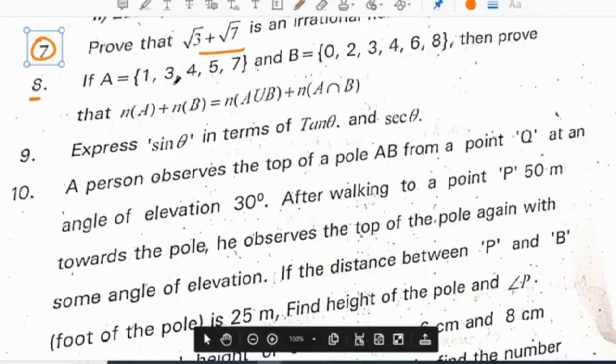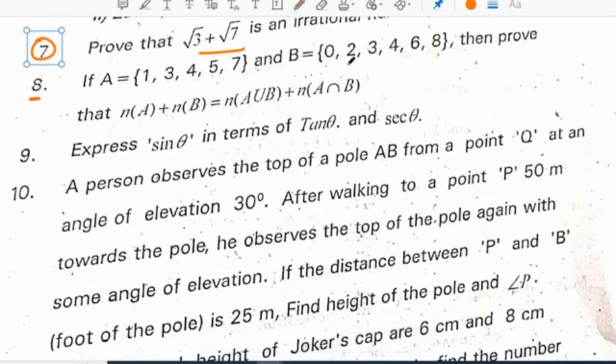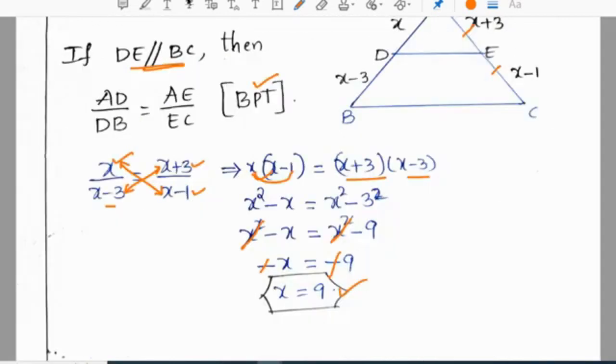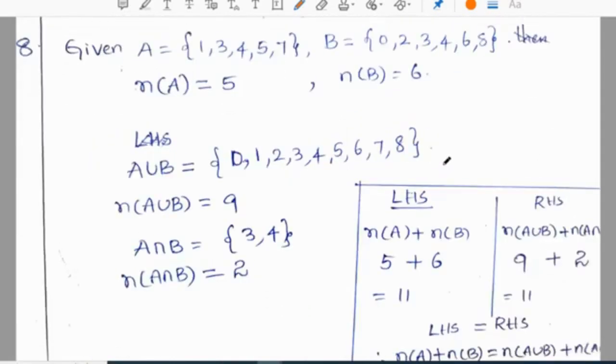Eighth question. If A is equal to 1, 3, 4, 5, 7, B is equal to 0, 2, 3, 4, 6, 8, then prove that n of A plus n of B is equal to n of A union B plus n of A intersection B. So n of A means the elements which are there in A, we have to count: 1, 2, 3, 4, 5. So in A there are 5 elements, so number of elements in A is 5.